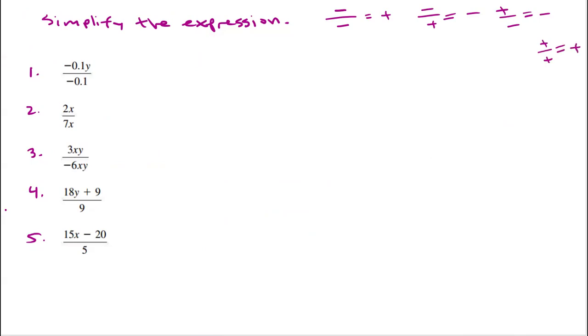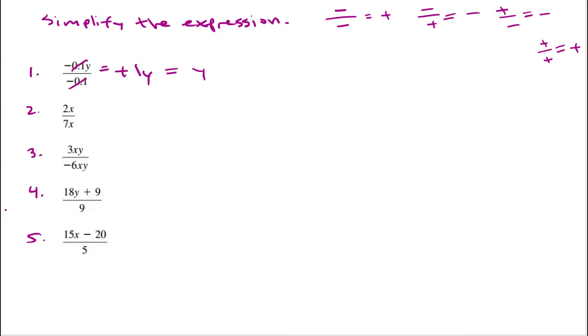Okay, so again, negative divided by a negative, that's going to give us a positive. And then notice that we have 0.1 divided by 0.1. They're the same thing. So that's just going to give me 1, right? This goes into 0.1 one time. So we have a positive 1, and then we have the y left over. So that first one is just going to be 1y, or just y.